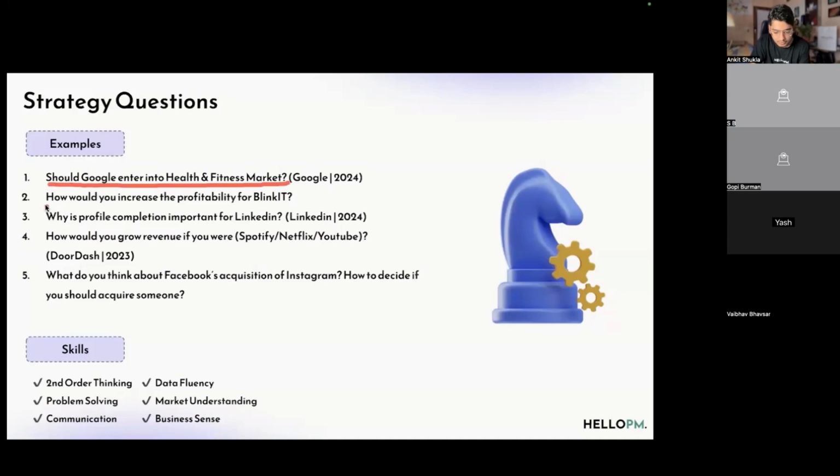How would you increase the profitability of Blinkit? Why is profile completion important for LinkedIn? These are strategic questions.